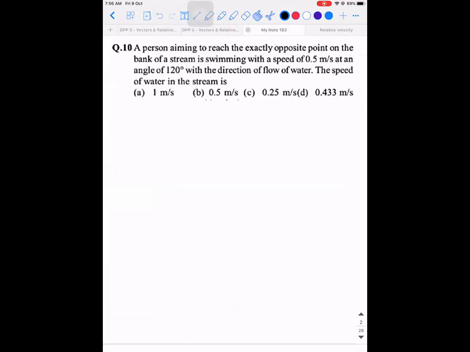So the person is aiming to reach the exactly opposite point on the bank of a stream and is swimming at a speed of 0.5 meter per second. And he starts at an angle of how much, guys? 120 degrees with respect to the direction of flow of river. So this is the velocity of river. So this is the velocity of swimmer with respect to river. He is making an angle of 120 degrees, so this angle will be 30 degrees. Accepted?